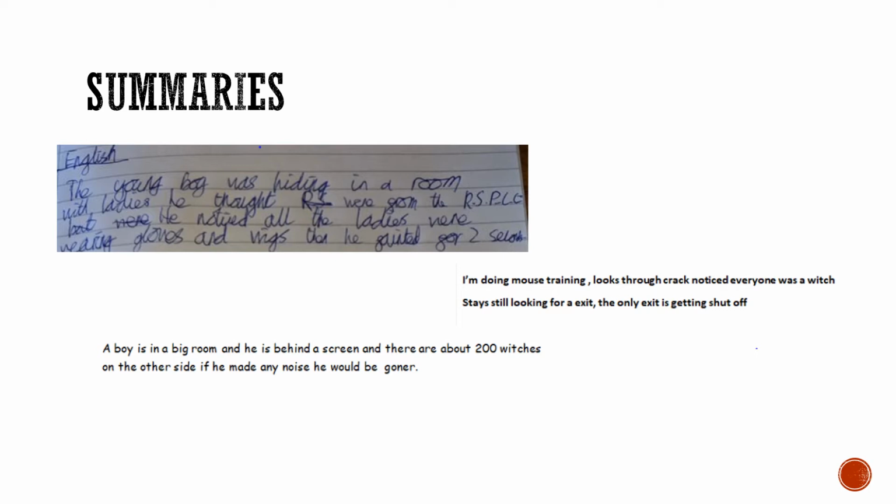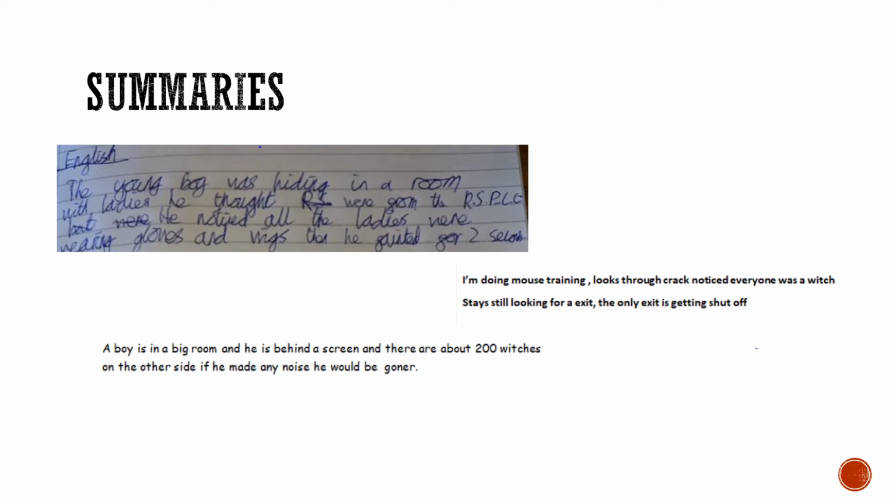The next one: the boy was doing mouse training. He looks through a crack and noticed everyone was a witch. He stays still looking for an exit. The only exit is shut off. Now this one, just remember your tenses and remember it's the boy, not you. But it's really good. Now, do we know that they're definitely witches yet? I'm not quite so sure, but it's a good inference.